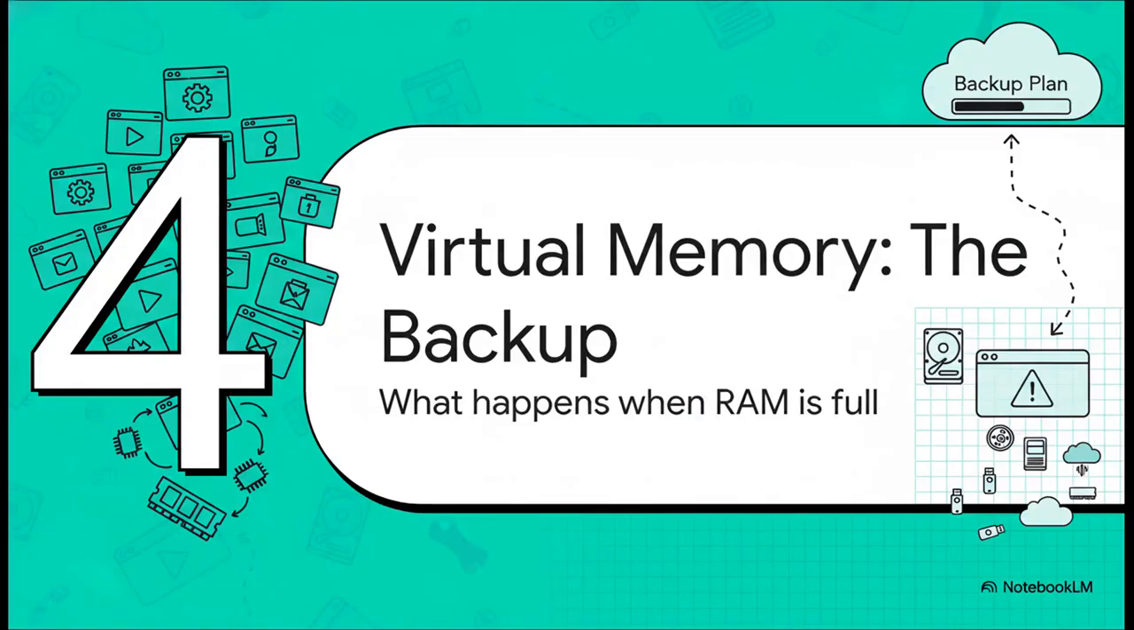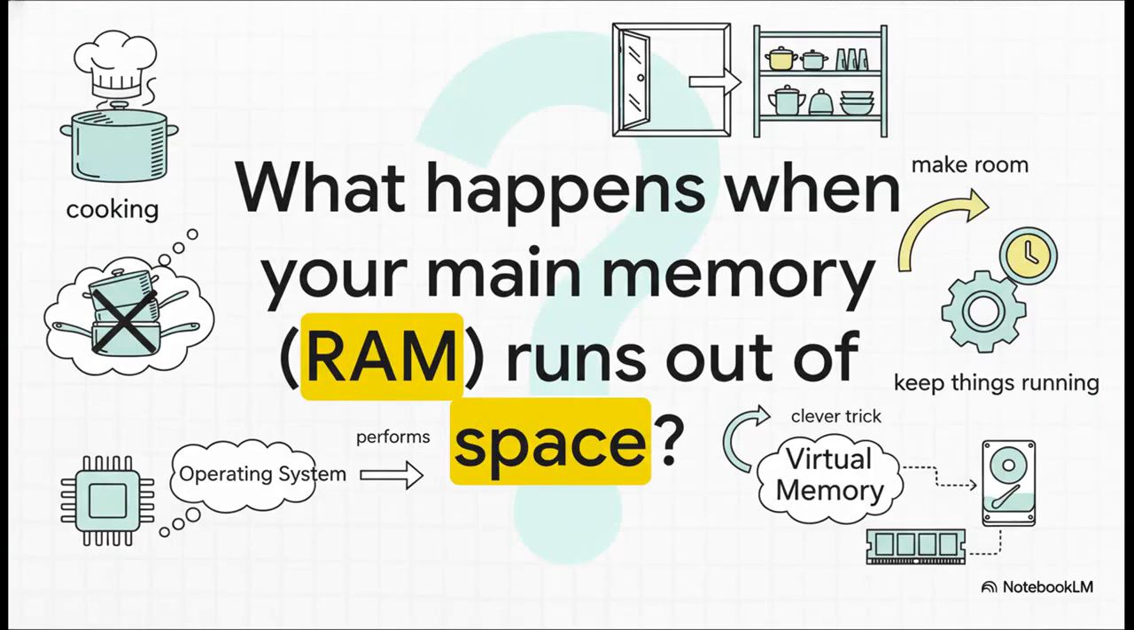But what happens when our chef gets a little too ambitious and tries to cook like a dozen different dishes at once? Well, the kitchen counter, our RAM, gets completely full. But you can't just stop, right? So the computer's operating system has this very clever trick up its sleeve to create more space, and it's called virtual memory. So how does it solve this problem of a super cluttered counter?